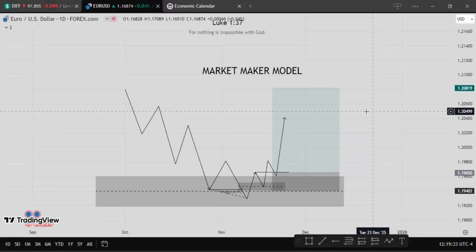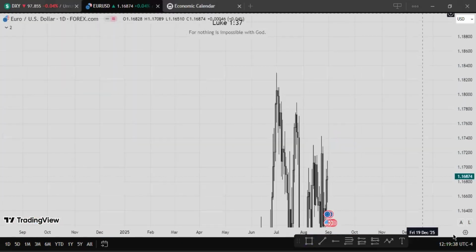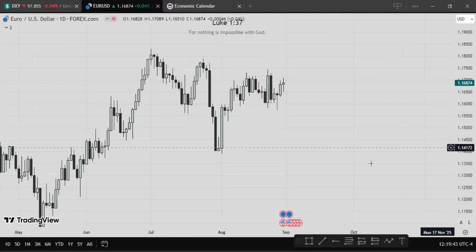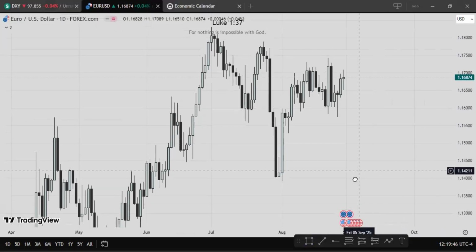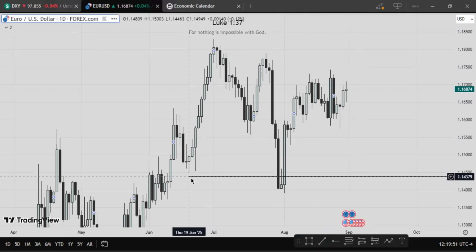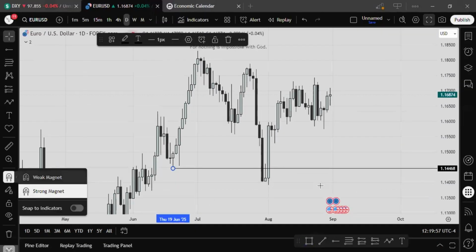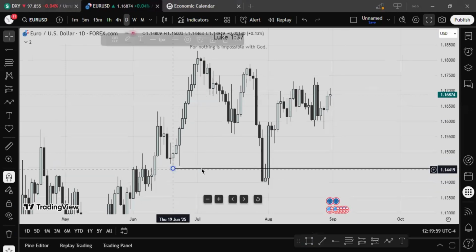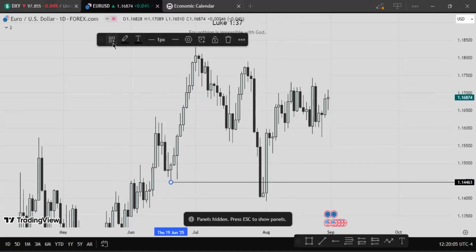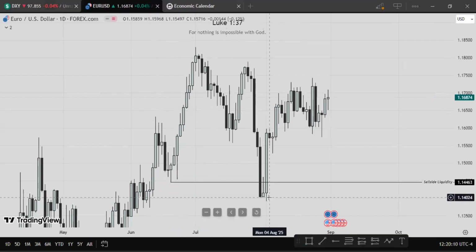So let's get into some real market examples. Looking at Euro USD. Okay, so looking at Euro USD, we can see that there's this previous low that got taken. That's sell side, and we have an SMT right here.